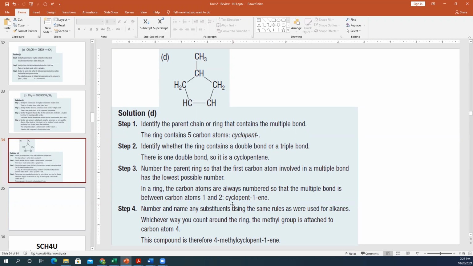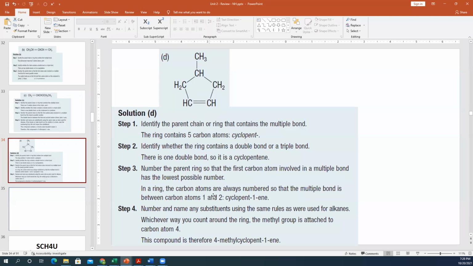And then it has this methyl group. But in this case, because the double bond takes precedence over the alkyl group, first we need to do our numbering so that the carbon that has the double bond gets the lowest number. So here, this doesn't become carbon 1. One of these becomes carbon 1. And if one of these becomes carbon 1, then it becomes 1, 2, 3, 4.